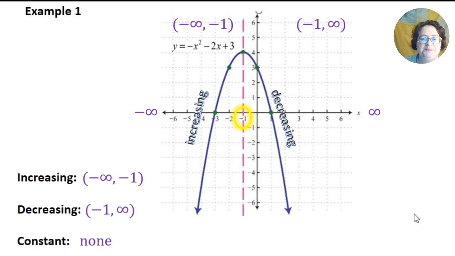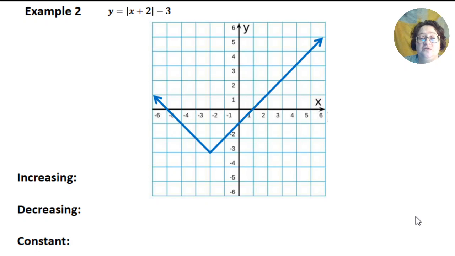Let's try another one. Here we've got an absolute value. So I am going to start by tracing over here. And you notice with the arrow, I'm coming in from -infinity. I'm going to trace using my piece of candy. And here's where we change direction. So this is where I'm going to put my dotted line through the x-axis. That divides my interval, and that is here at -2. We are decreasing. We were going downhill. -2 is the end of this interval. So I write for my decreasing interval, -infinity to -2.